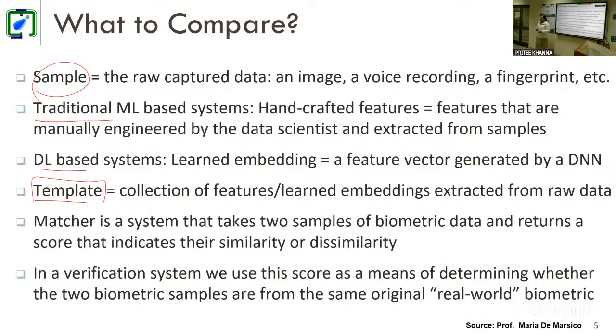Now this template is there. So what is the role of the matcher? The matcher will take two samples: one is the stored template and another is the template generated at runtime, in real time, and then it will generate either a similarity score or a dissimilarity score, whichever you are comfortable with. In the verification system, we use this score to determine whether two biometric samples are from the same person or from another.